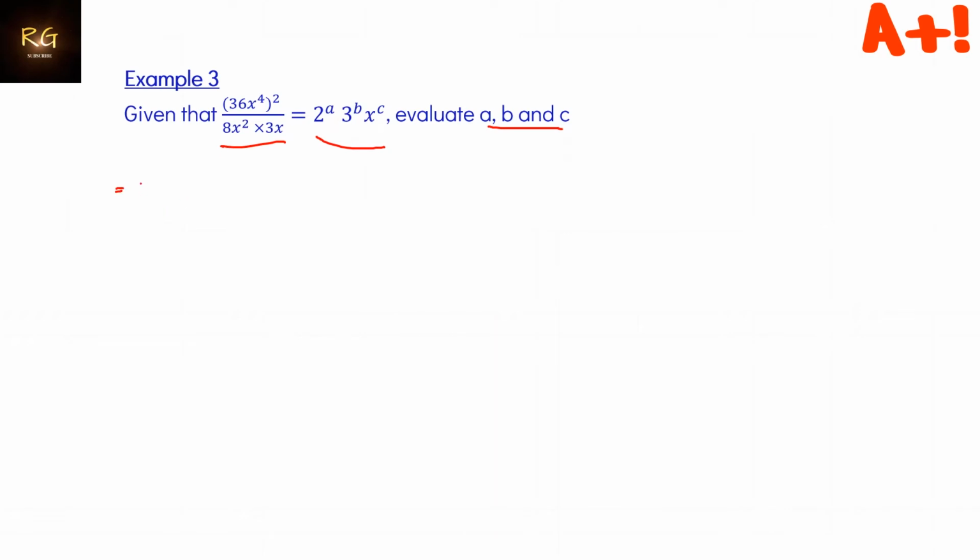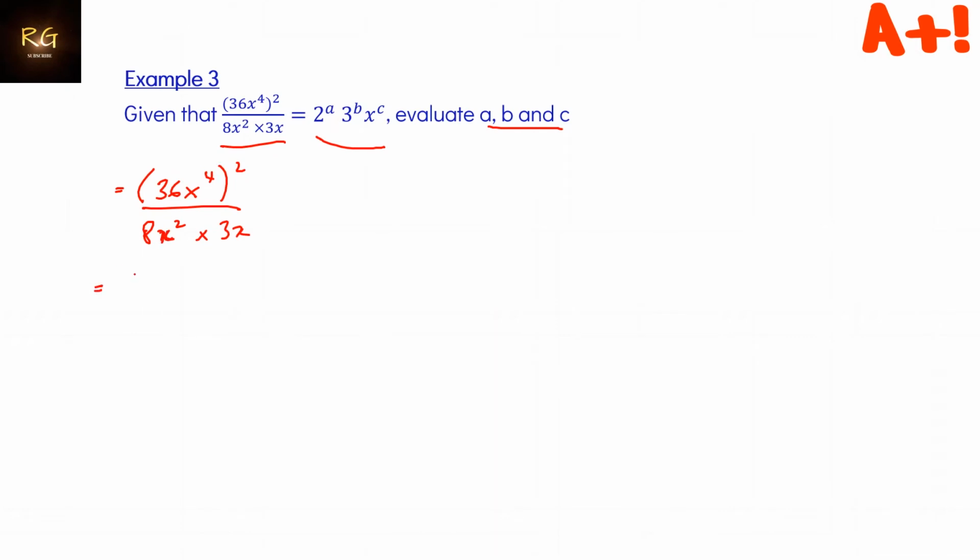So the first step is, let's rewrite the equation first. (36x^4)^2 times 8x^2 divided by 3x. Alright, so now first we need to expand the bracket.